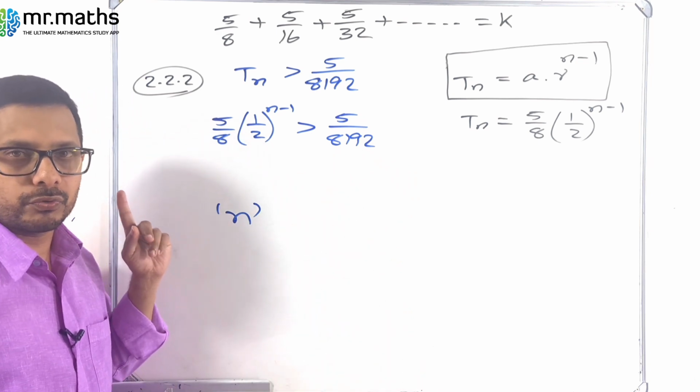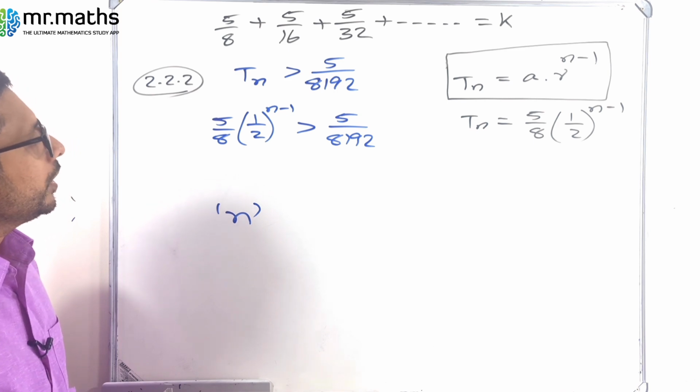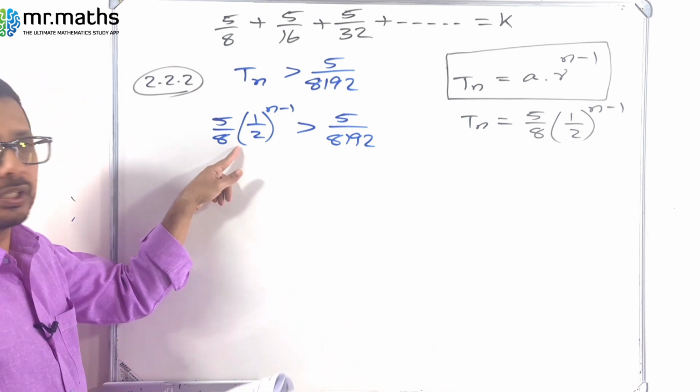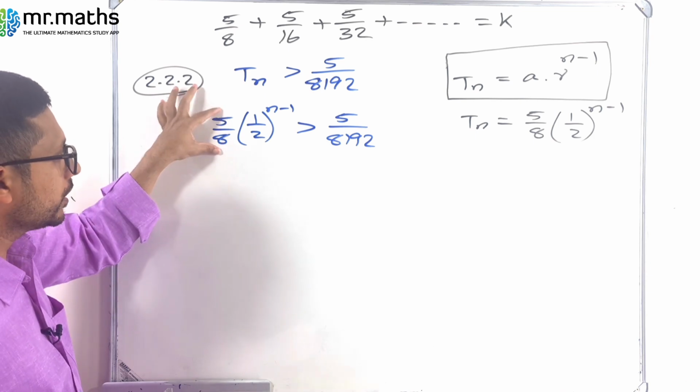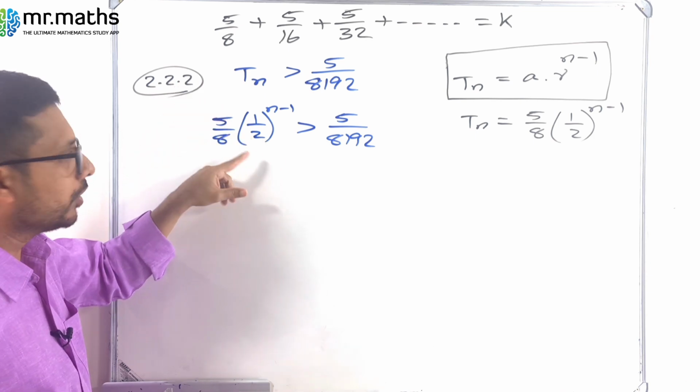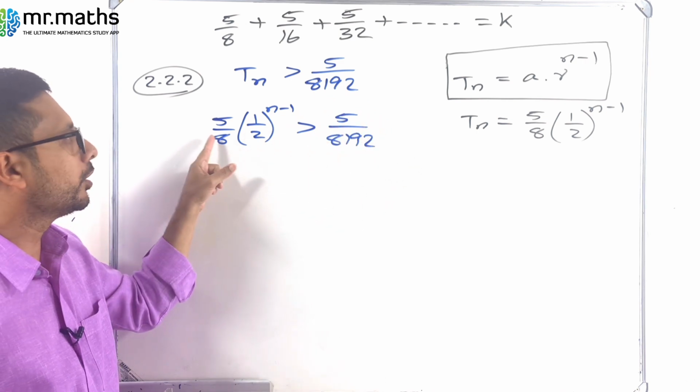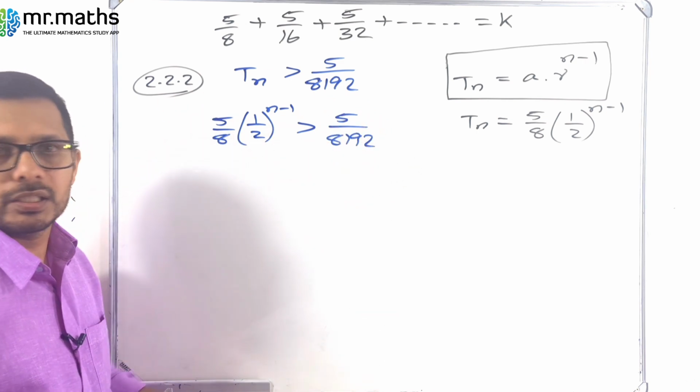That is the question, don't forget. Okay, so now here, what does this bracket stand for? It is multiplication. So this one is multiplied with this one. So if I want to take this 5 over 8 to the other side, it is division. Multiplication here, the other side it is division.